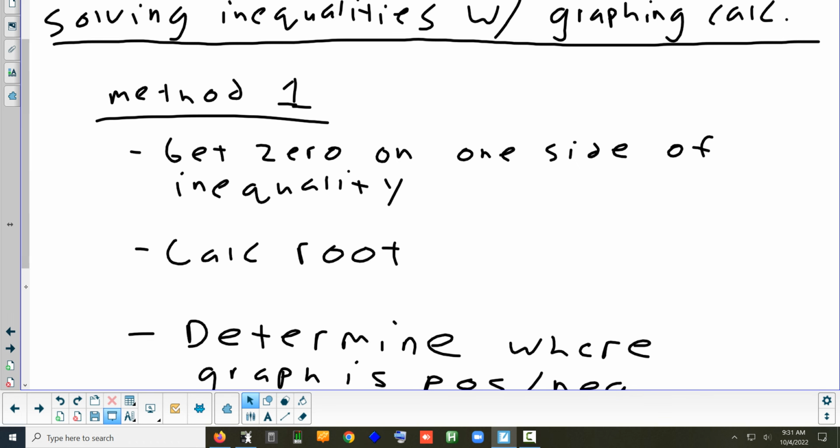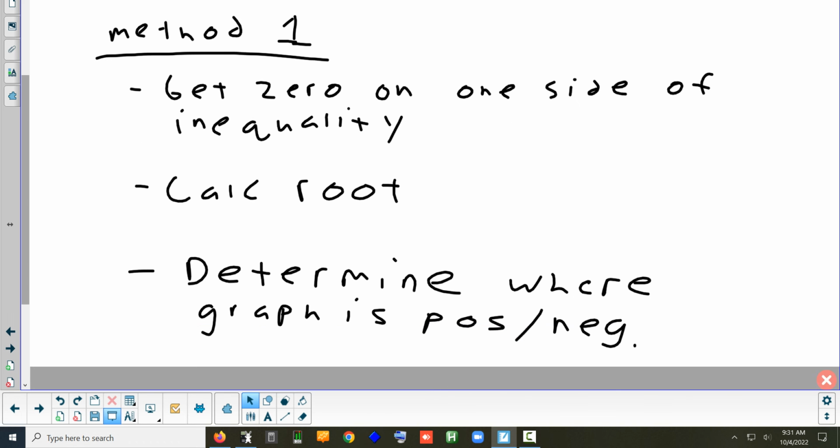Once you know the root, the answer is either going to be everything below the root or everything above the root. Depends on the problem. Does it have a greater than or does it have a less than? That's what's going to control which one.